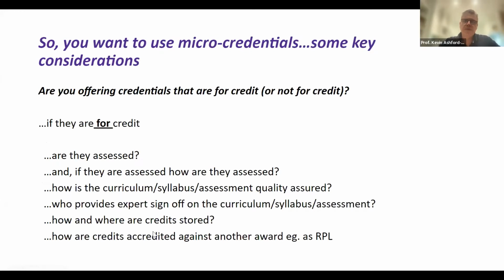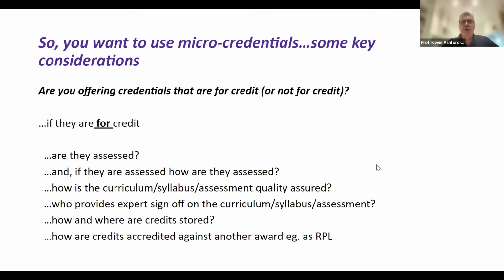So if you have made the decision that you are interested in micro-credentials and you want to pursue them, I think there are a couple of key things you need to determine at the very outset. The main one is whether you are delivering micro-credentials that are for credit or not for credit. Here, you move into the conversation about micro-credentials and badges and different levels of offering.